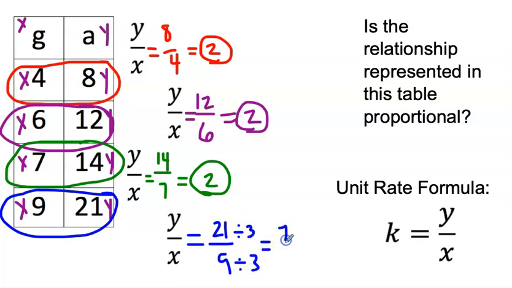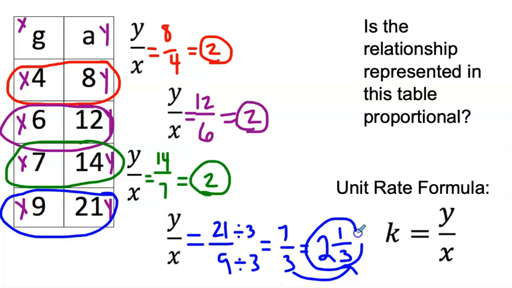21 divided by 3 is 7, 9 divided by 3 is 3, and I'm going to change it to a mixed number. 3 goes into 7 2 times. 2 times 3 is 6. The difference between 7 and 6 is 1, so that goes in the numerator, and the denominator stays a 3. So we get 2 and 1/3.